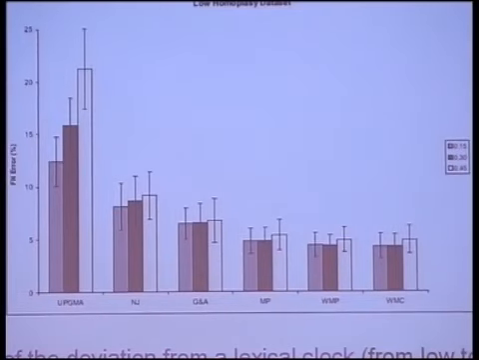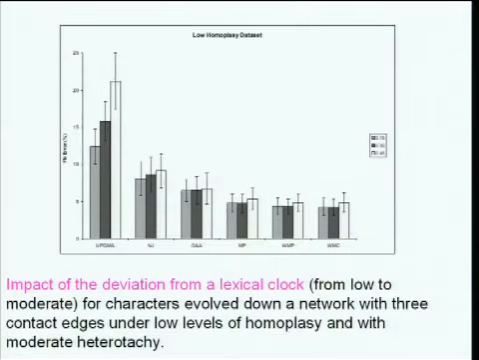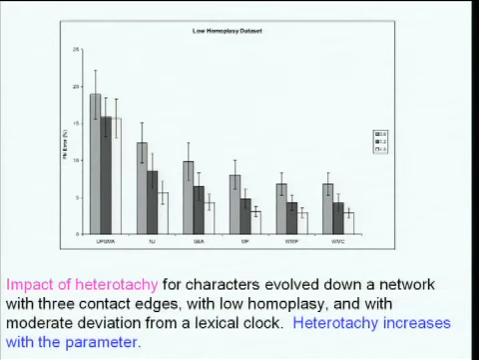Same story, but a slightly different situation. We're looking at networks now. But it's the same kind of story, just not much impact, except, this is the deviation from a clock. You can see that all these methods are slightly worsened by deviating from a clock, but it's really slight, whereas UPGMA is very much worsened by deviating from a clock. But interesting robustness.